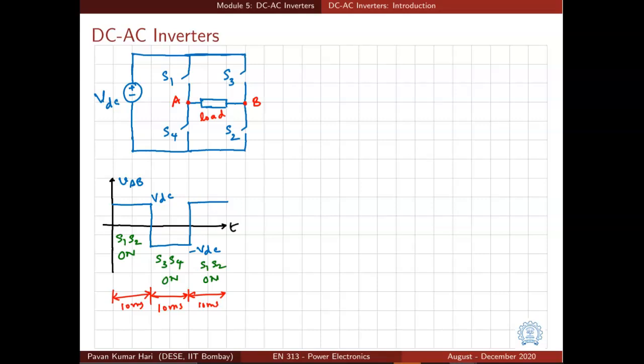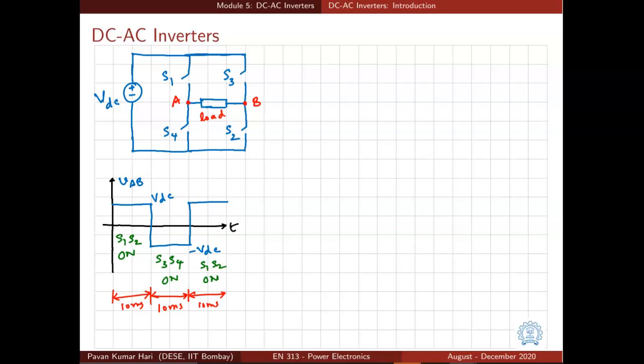Now we need to understand, is this what we really want? Is this the kind of AC voltage you want to generate? Let us say we assume that we need to generate sinusoidal voltage. But why do we need to generate sinusoidal voltage? We have generated a square wave AC voltage. What is the problem with it?